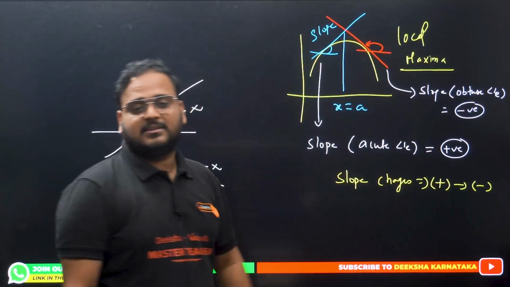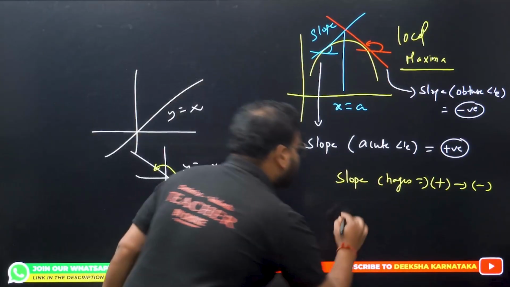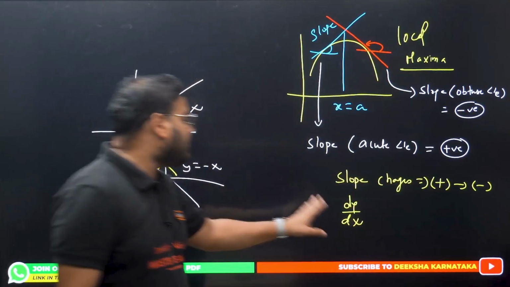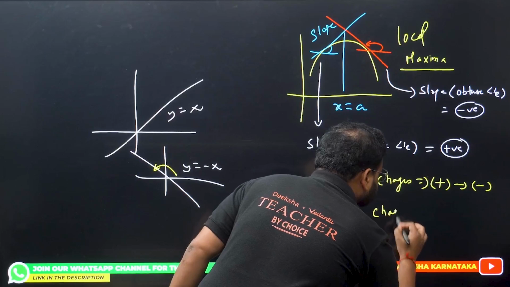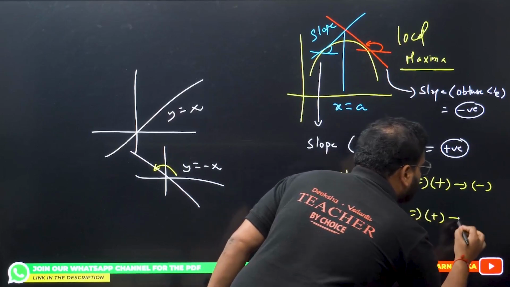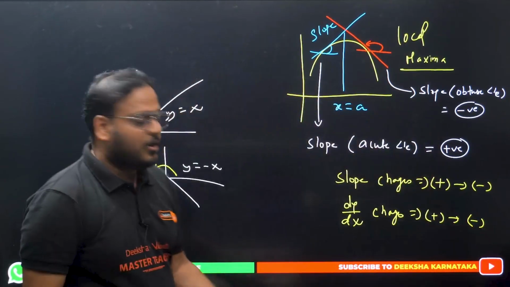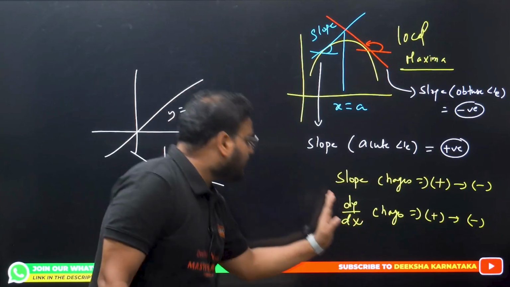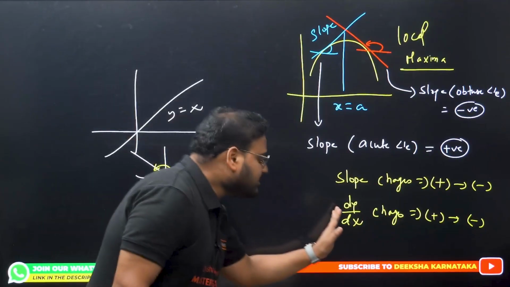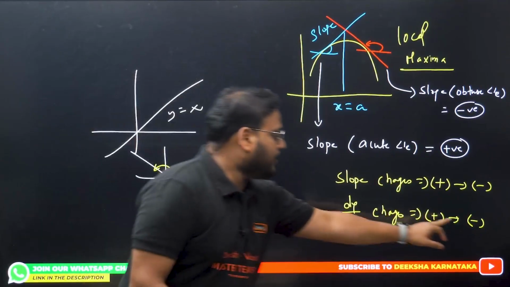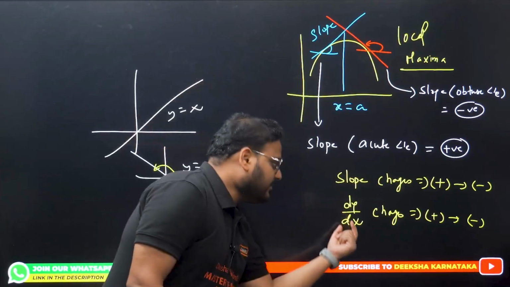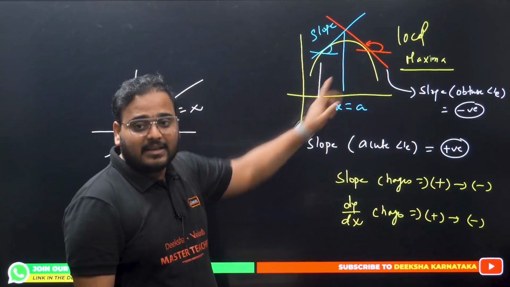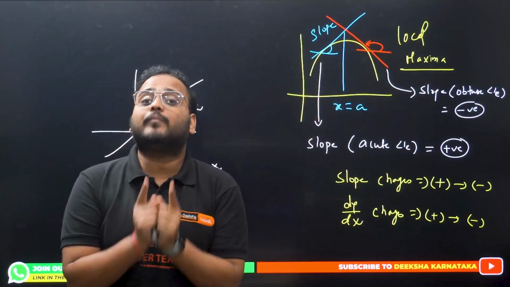What's the slope called in calculus? Slope is nothing but dy by dx. So basically dy by dx changes from plus to minus. This is nothing but the first derivative. So whenever your first derivative changes sign from plus to minus, then your given point A is actually a point of maximum.